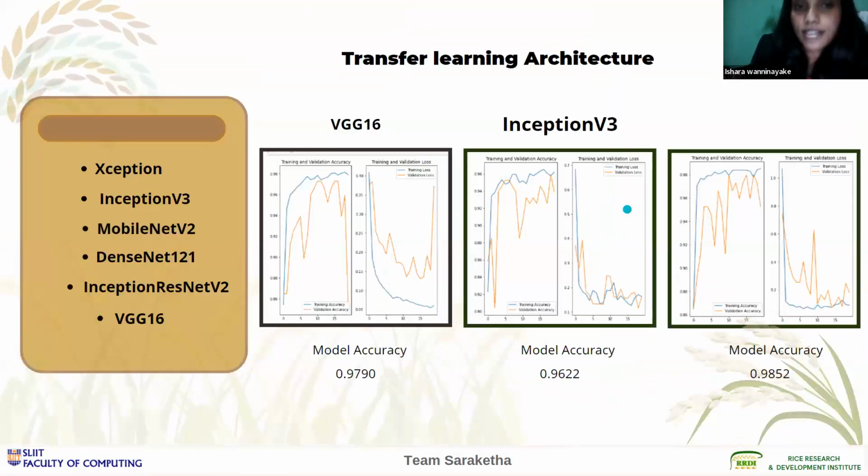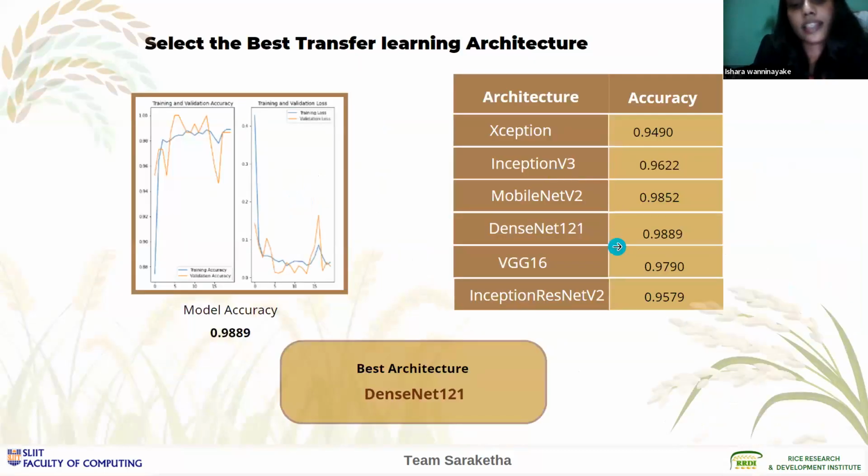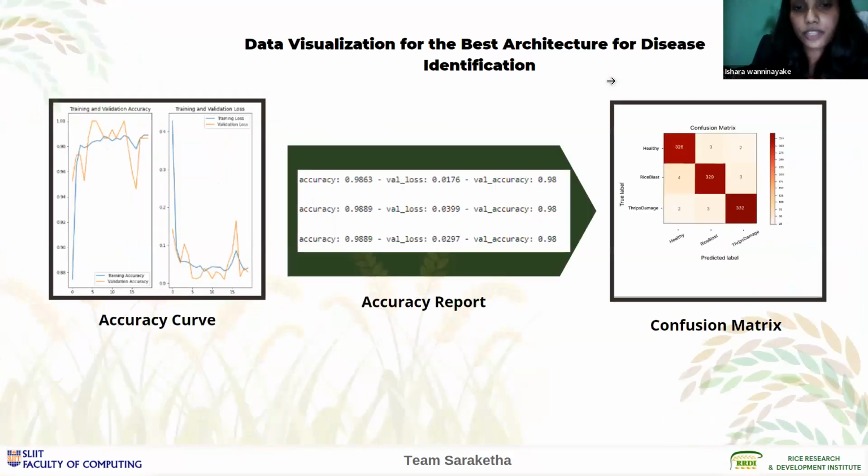For the disease classification, we use transfer learning-based architectures. They are Xception, Inception v3, MobileNet v2, DenseNet 121, Inception ResNet v2, and VGG 16. These are the accuracies we got from those architectures. By considering loss value and the accuracy, we select DenseNet 121 as the best architecture for disease classification. And this is the data visualization for DenseNet 121.